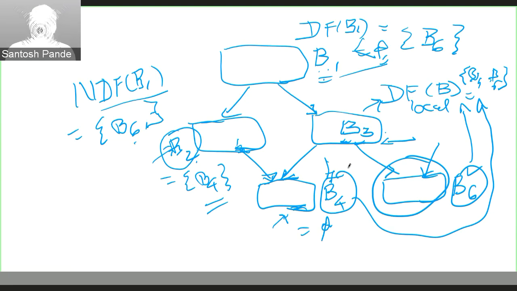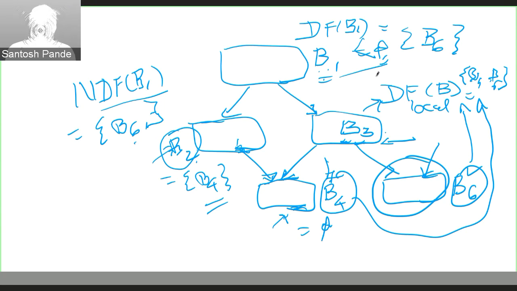However, B4 was not included in the dominance frontier of B1 because B4 is dominated by B1, and B6 is not dominated, so it was included. And similarly, I did it with B4's dominance frontier, which was null. B2's dominance frontier had one element, B4, but that was dominated by me, so it was not included. And I took a union of all these, and that's my dominance frontier, which is non-local.